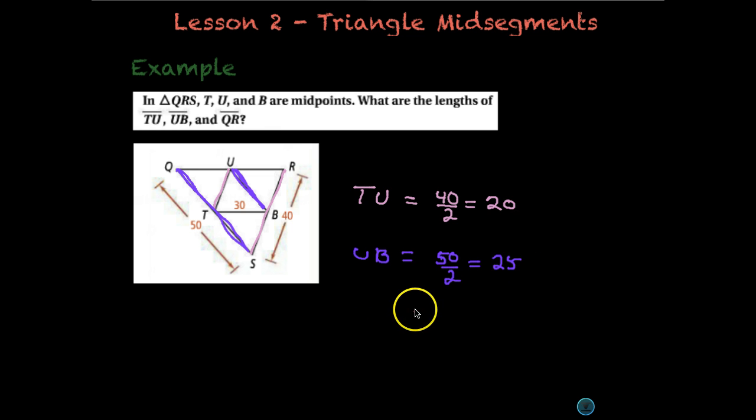Let's move on to our final side. We want to find the length of QR. Where is QR? Well, QR now is the long length. What information do we have? Well, we have the parallel midsegment here, TB, and TB is 30. Well, we know that TB is half of QR, or we can say that QR is double the 30. So we can take 30 times 2, and that gives us 60. So we know that QR is 60.